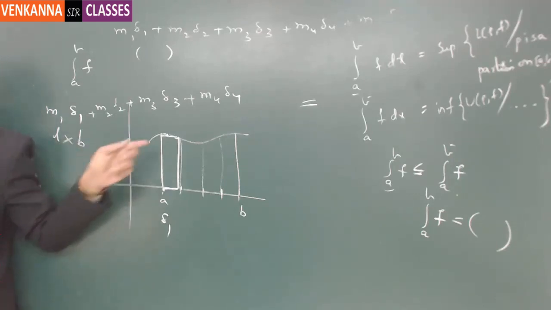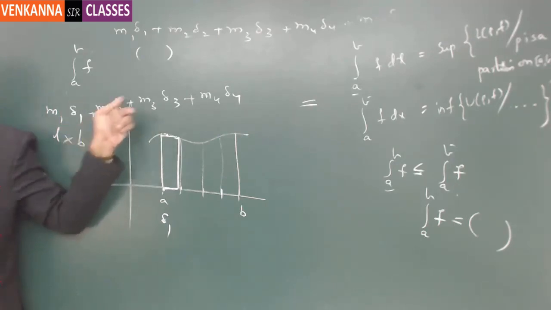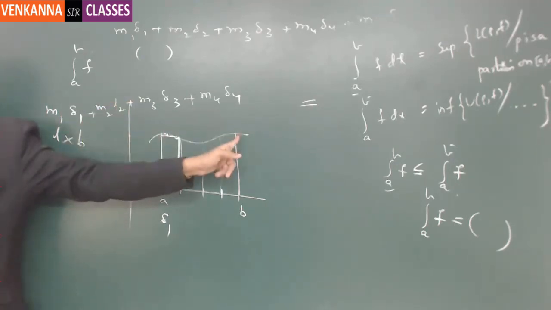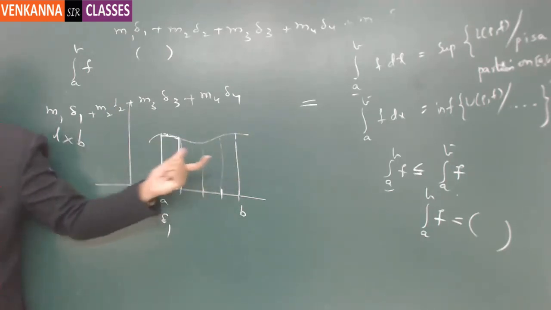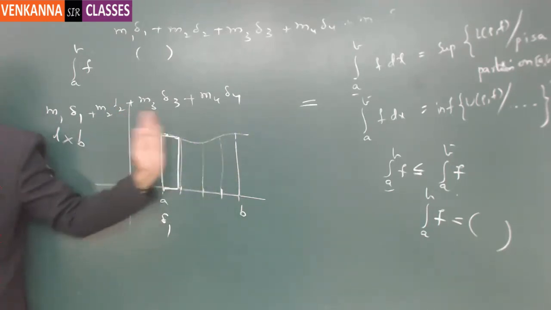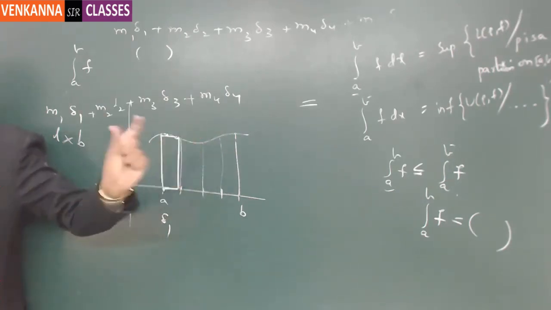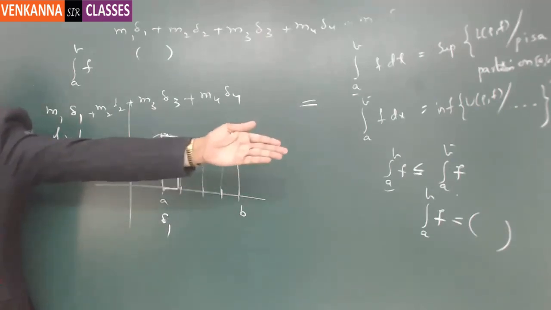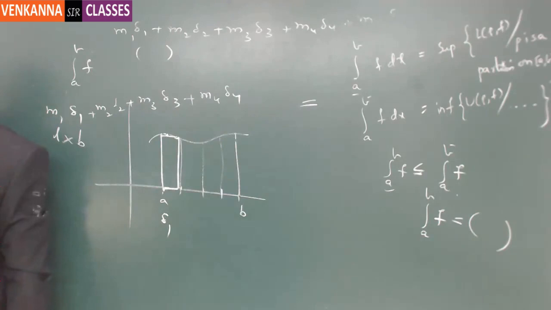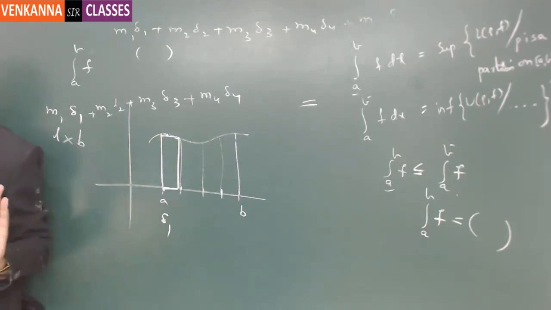Similarly, if you take the upper sum, capital M1 delta 1, capital M2 delta 2, and so on, again you are going to get the area by means of rectangles where the upper values are considered. So whenever the lower sum and upper sum are equivalent, then automatically the lower integral and upper integral will be almost equivalent. Accepted? So this is the idea behind Riemann's definition.